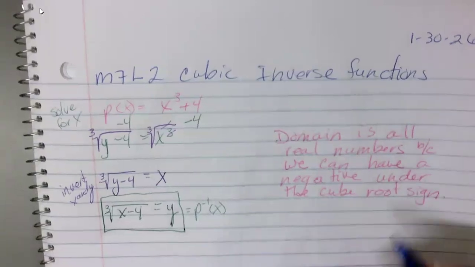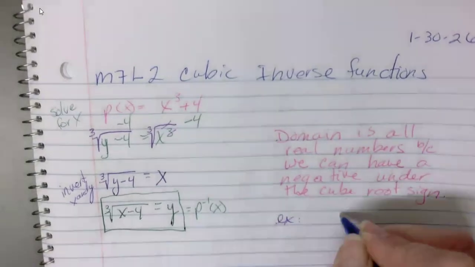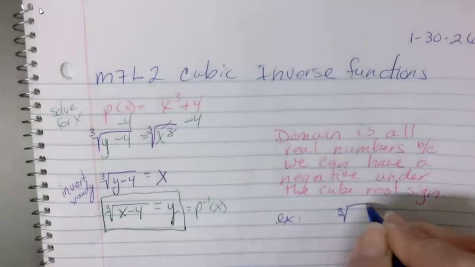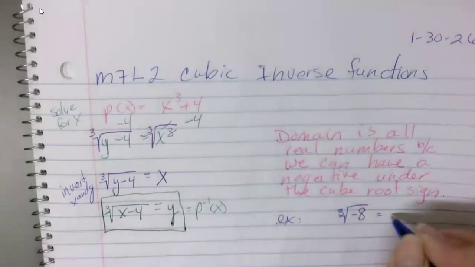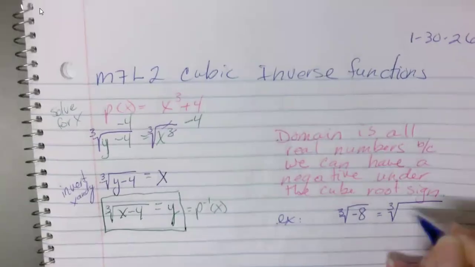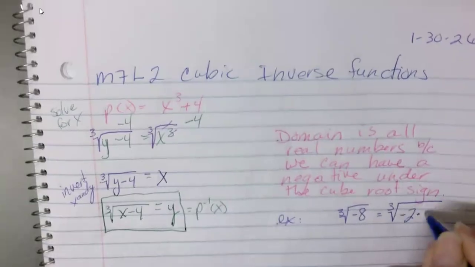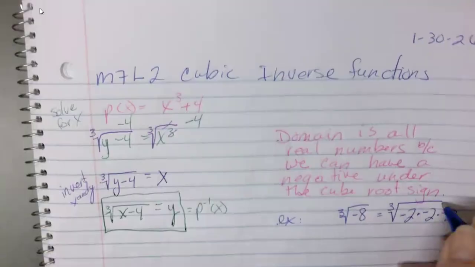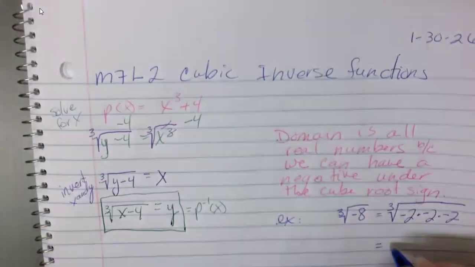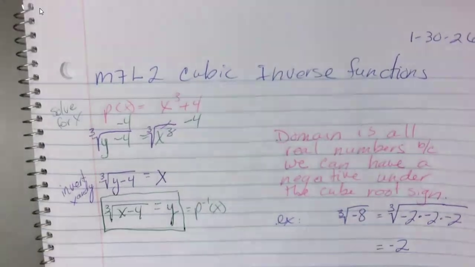And let's show an example of that, right? If we have the cube root of negative 8, well, that would be the cube root of negative 2 times negative 2 times negative 2. So that equals negative 2. It's not an imaginary number, so it's fine. Totally able to use that. Okay?